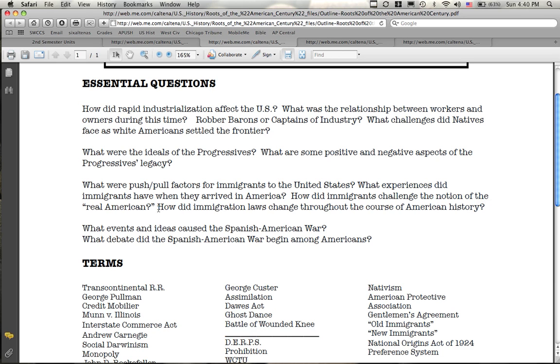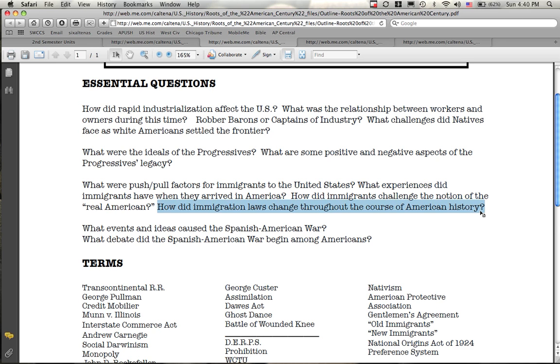Then moving down here, we have how did immigration laws change throughout the course of American history? Know the various kind of stages. The first stage being, if you could get yourself to the United States, you're welcome. You're going to have to wait a few years for full citizenship rights, but no one's going to kick you out. Until 1882 with the Chinese Exclusion Act.